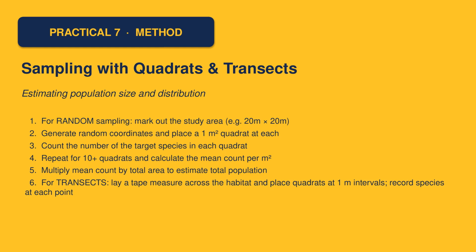Sampling with quadrats and transects. For random sampling, use a random number generator to place quadrats without bias. Count the target species, take the mean per quadrat, then scale up to the whole area. A transect is a tape measure across a habitat, quadrats at set intervals. Transects show how a species changes across a gradient, like from a shaded path edge into the open. More samples means more reliable estimates.